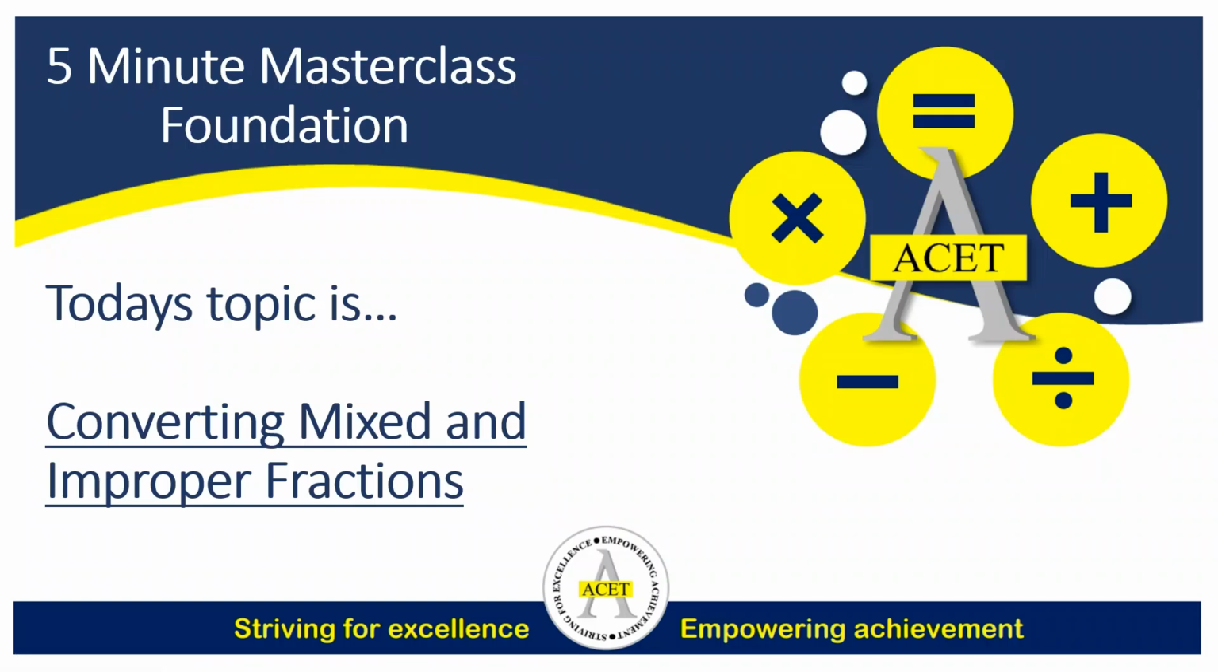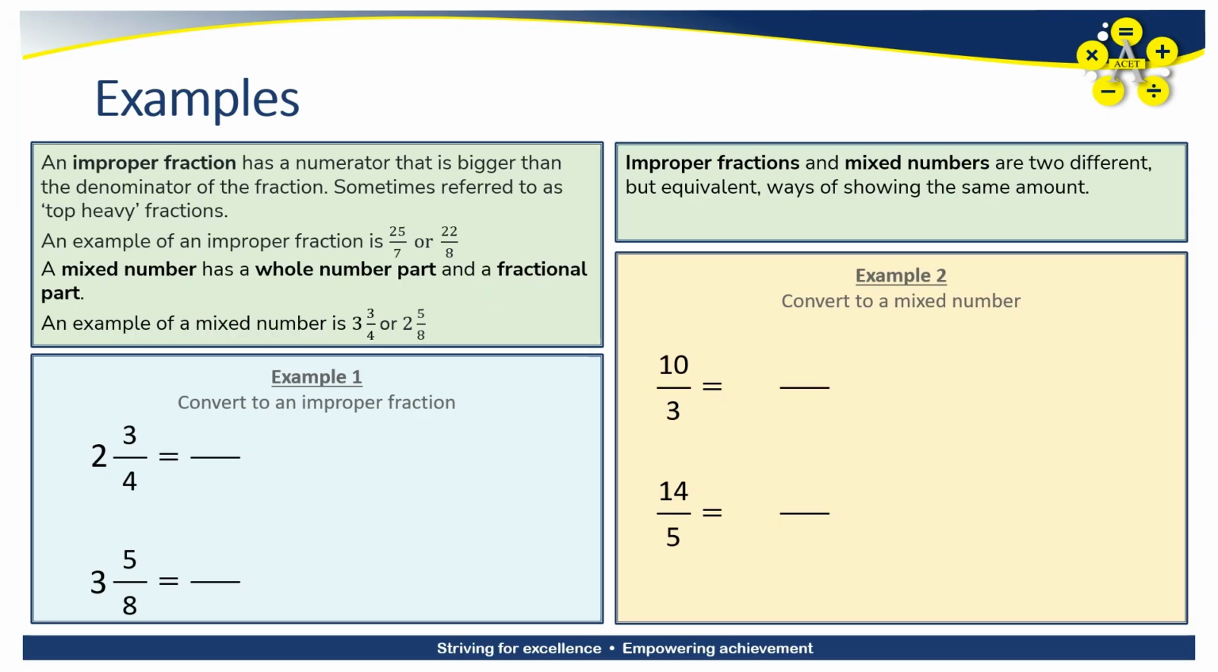Today's topic is converting mixed and improper fractions. So before we even get into conversions, we need to remember what they are. An improper fraction has a numerator that is bigger than the denominator. They're sometimes referred to as top-heavy fractions. The number at the top is bigger than the bottom.